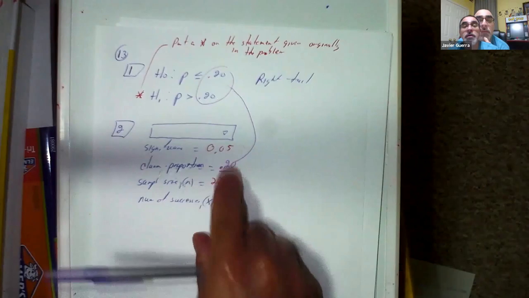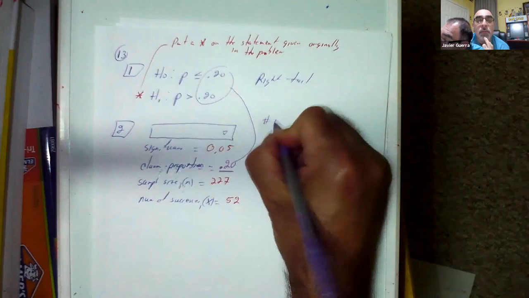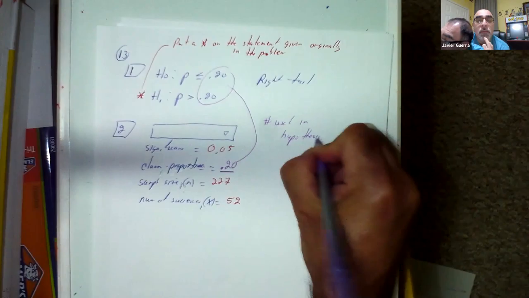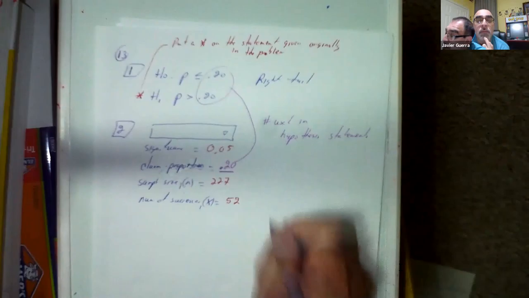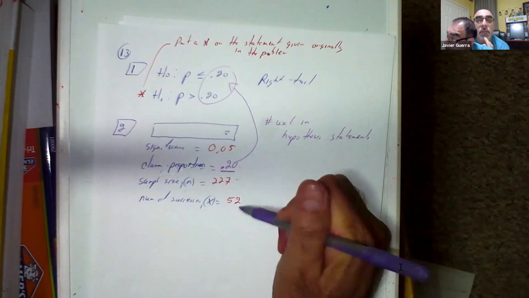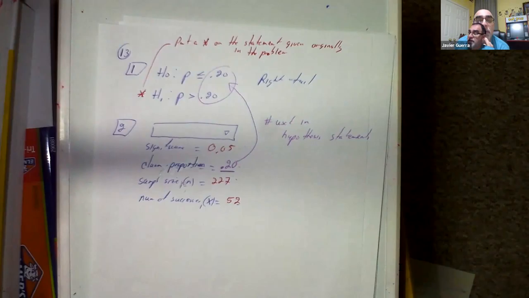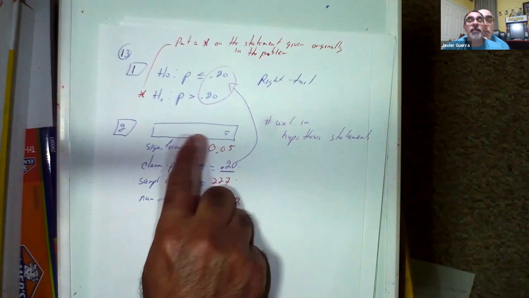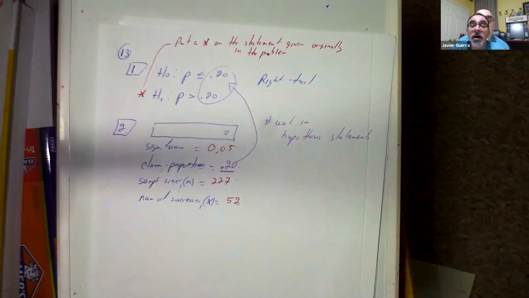Number used in hypothesis statements. That's what that number is. Always. All right. So now you got all four. You got your significance, you got your claim proportion, you got your sample size, you got the number of successes. Now you are ready for Statdisk. I'll show you in a minute what to choose for your drop-down menu after I show you Statdisk. So on Statdisk, here's what you do.